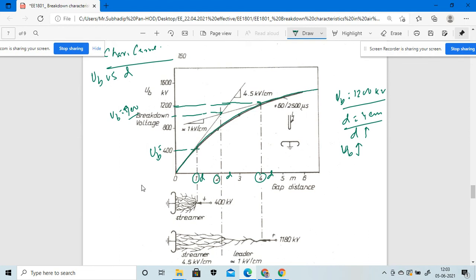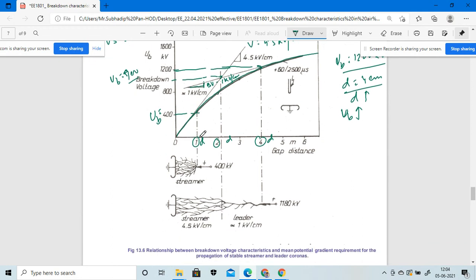If we stretch this particular line and this one, it comes at a very small amount of voltage, which will be considered as a delta V, termed as 1 kV per centimeter, right? And here it should come the time duration for considering this particular voltage, that should be my 4.5 kV per centimeter, right?